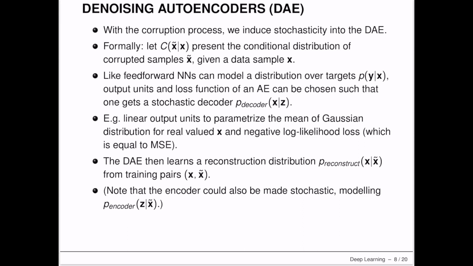Formally, the corruption process introduces stochasticity to the autoencoder. We can model this with a conditional probability distribution of our corrupted data x tilde given x. Sampling x tilde given x is the process of corrupting our sample x, or adding noise to our sample x.